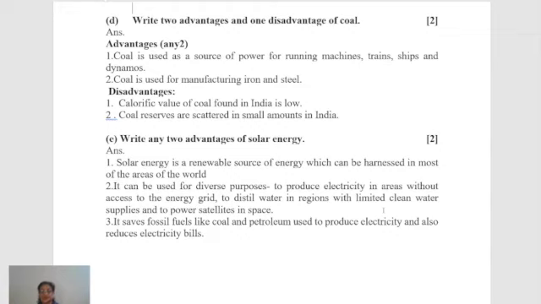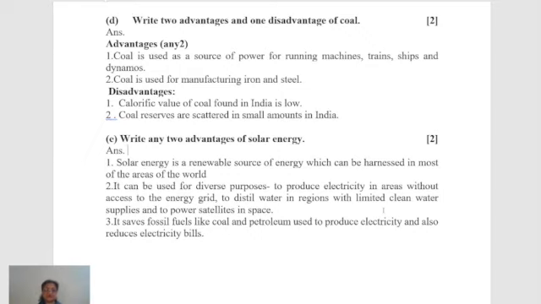Its cost is very low. Only at the time of installation does it need a high expense. Otherwise, very little maintenance cost is required. So overall, solar energy is very cheap, a very cheap source of energy. Moreover, it doesn't cause any harm to the environment. It is totally eco-friendly. It doesn't release any waste as we find in the case of coal, petroleum, and so on.